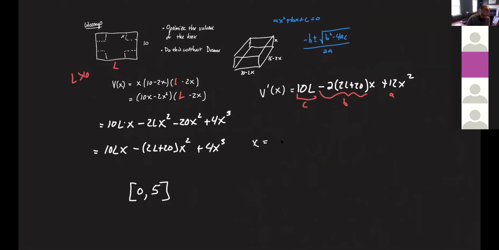Okay, so going through here, we have negative b, right? So a negative is going to be a positive. So I get 2 times (2L plus 20) plus or minus the square root of b squared, right? So this is going to be our negative 2 times (2L plus 20) squared.